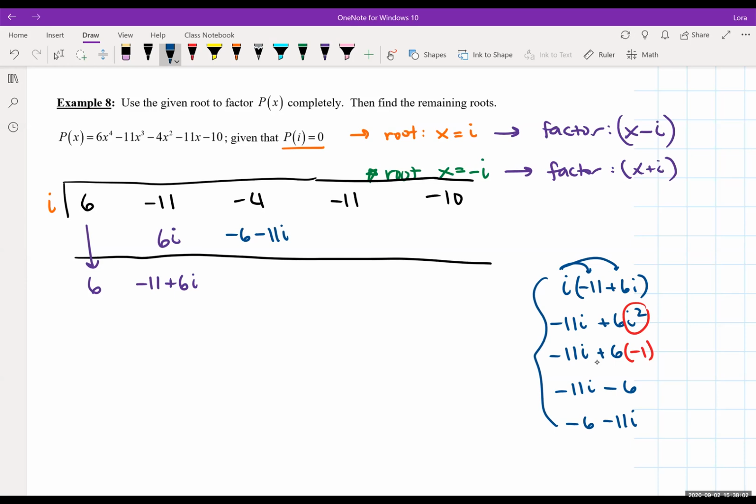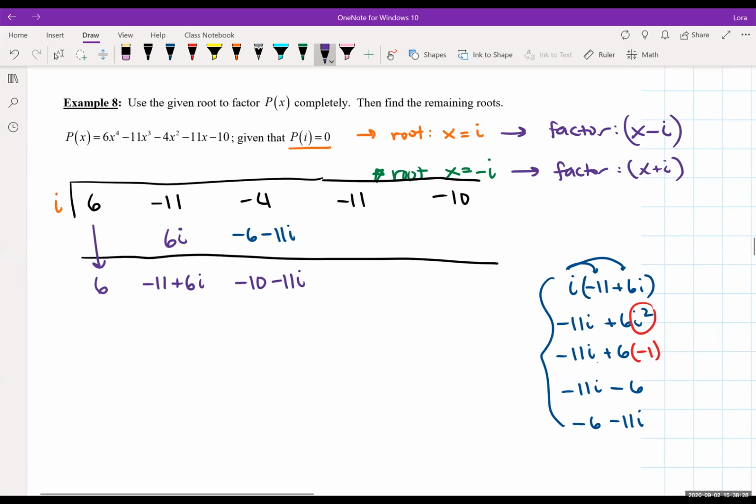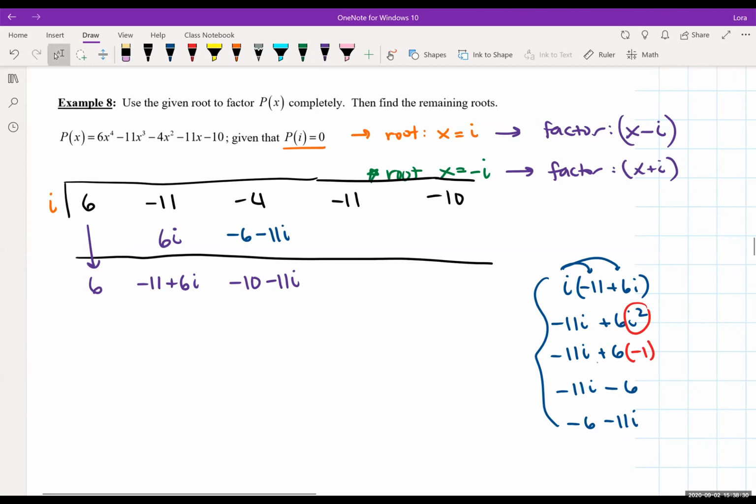So once we have that result of the multiplication, you will add vertically, just taking care so that you're only combining your like terms. So if I'm looking at -4 plus -6 minus 11i, I'm going to combine the constants, the -4 plus -6. So that will leave me with -10 minus 11i. So guess what? We have a new result below the bar. So we're going to also multiply that by our i.